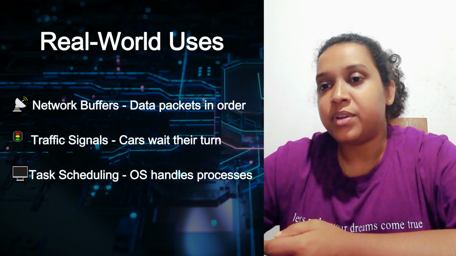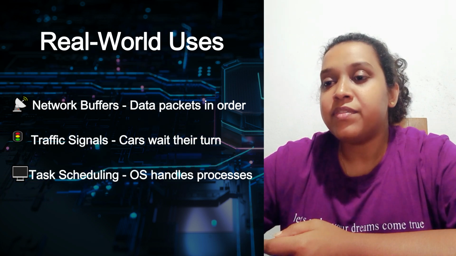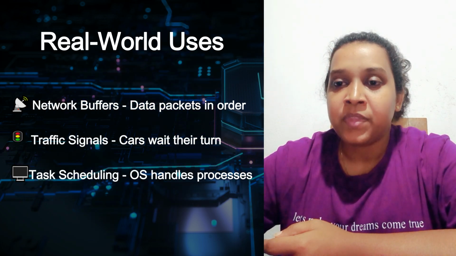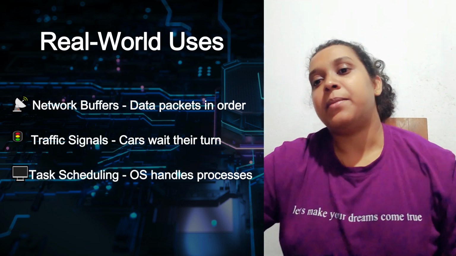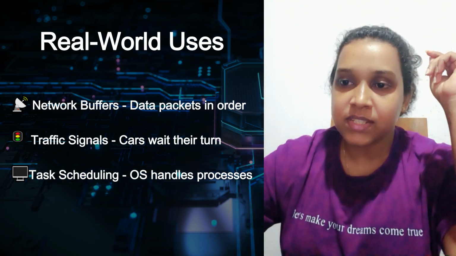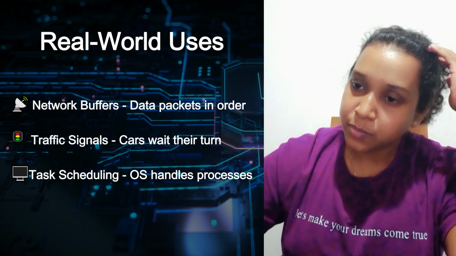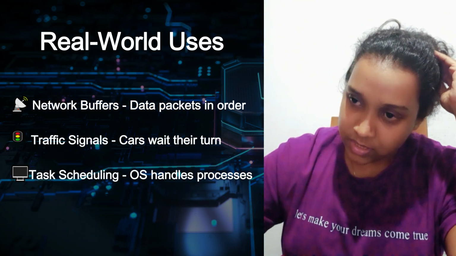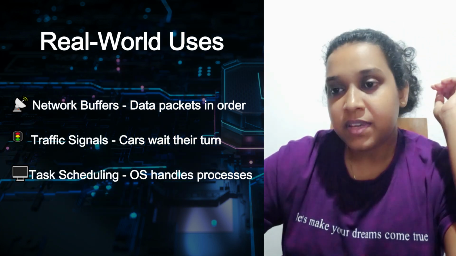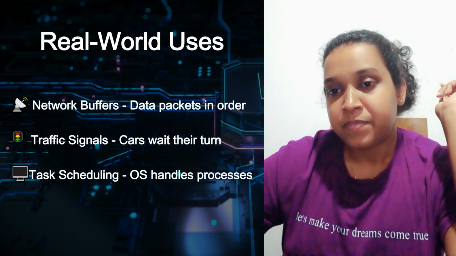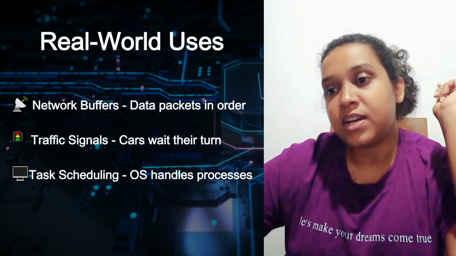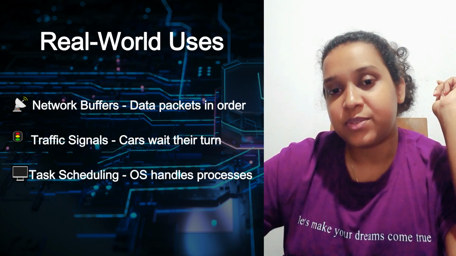Real-world applications of queues. Queues are all around us. They are used in everything from managing print jobs to routing network packets. Here are a few real-world applications. Network buffers. Routers queue packets to send them in order. Traffic signals. Cars wait in line for green lights. Task scheduling. Operating systems queue tasks for processing. Pretty cool, right?